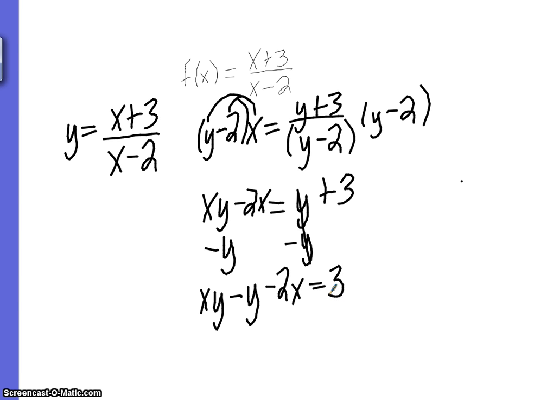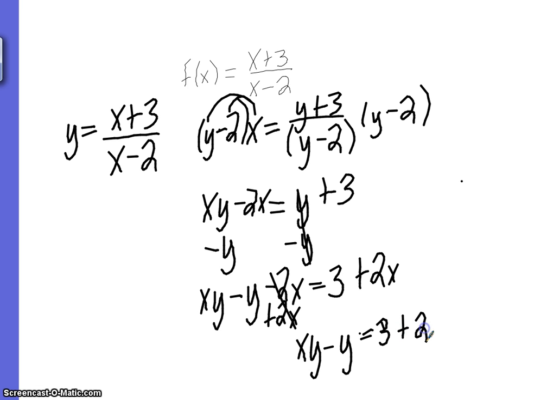So I've got this 2x on the left side. The 2x needs to not be with the y's, so I'm going to add the 2x to the other side. And now I have xy minus y is equal to 3 plus 2x.